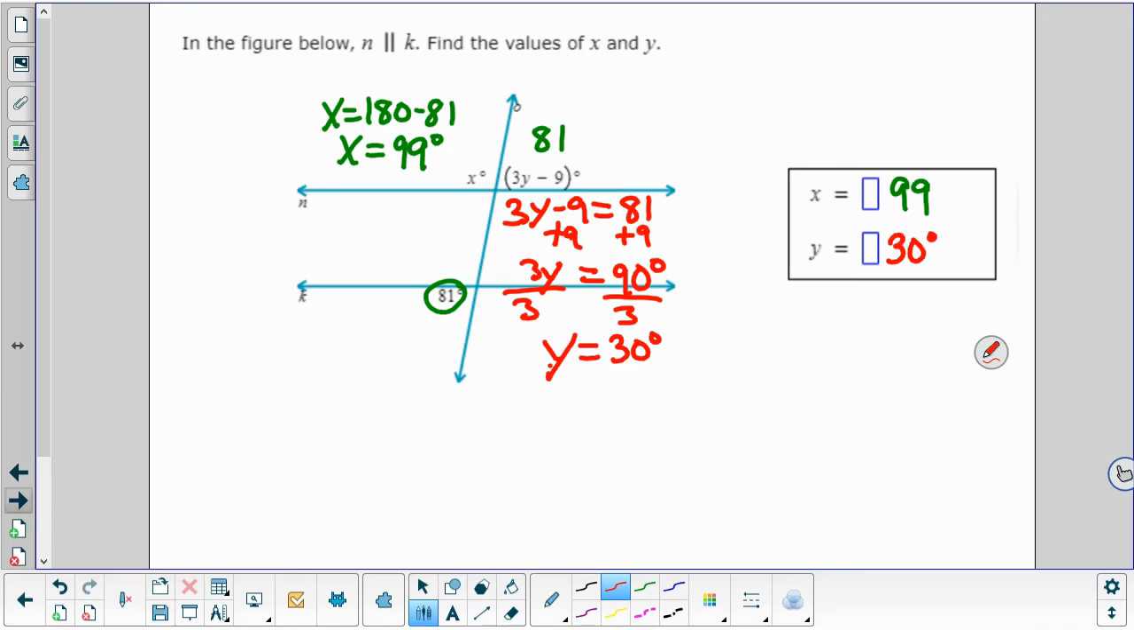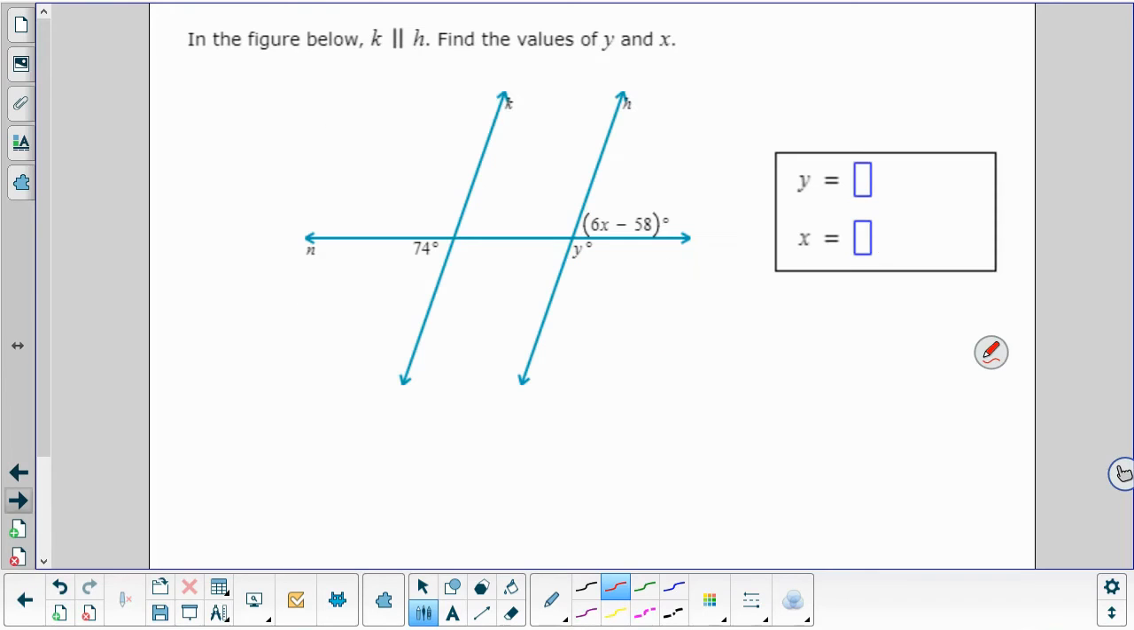Okay, let's try another problem. Got just a few more and we're ready to roll. Okay, in this figure, lines K and H are parallel, and we need to find the value of X and Y. So there's a 74 degree angle there, and then that means that this angle on the other side, on the same side exterior, we can find by doing 180 minus 74 degrees, and that gives us 106 degrees. So Y is equal to 106 degrees.